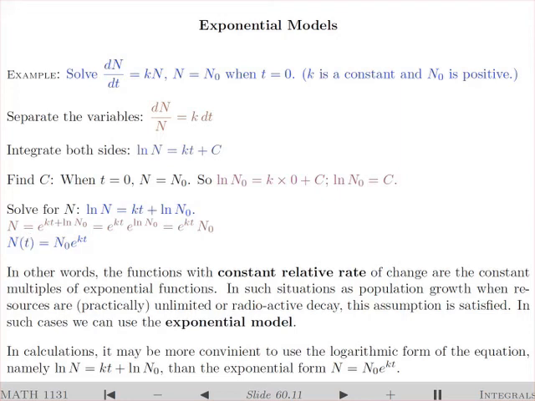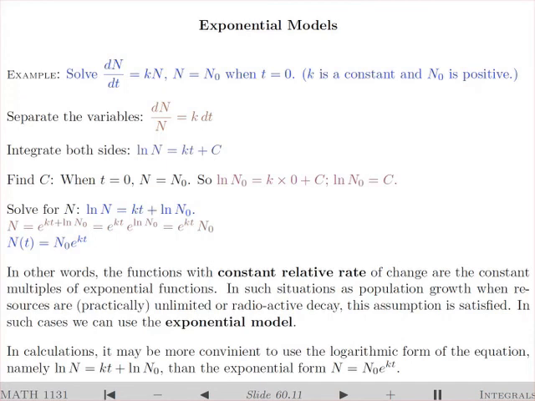So let's look at what this says. This equation says if you have a function with constant relative rate of change, the rate of change is proportional to the function, then the only solutions are exponential models, a constant times e to the power constant times time. So in situations where we expect to have a constant relative rate of change, we can use exponential models. And the standard examples are situations where this makes sense.